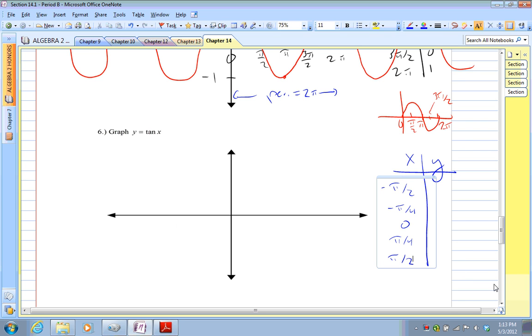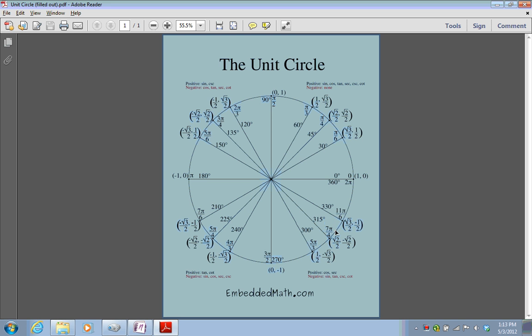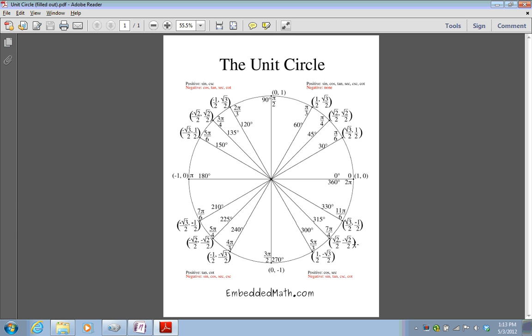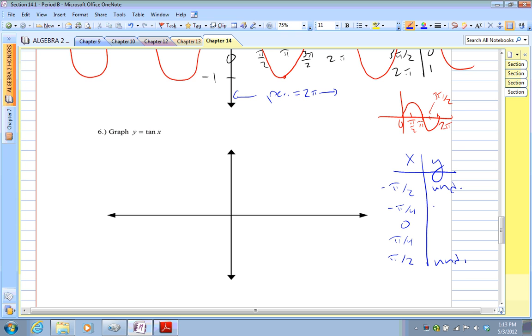So when we plot these, we know it's undefined here and here, because you can't do 1 over 0 or negative 1 over 0. And notice I chose pi over 4, negative pi over 4. What's the tangent of negative pi over 4 going to be? Now tangent of pi over 4? 1, right? So negative 1, 0, and 1. So let's plot these. And you'll see what we do about the undefined part. Here's 1. Here's negative 1.